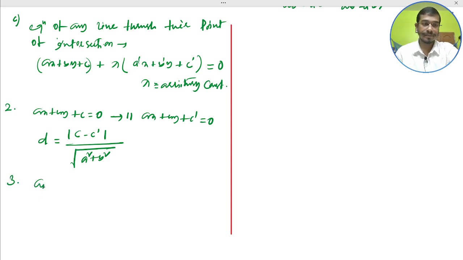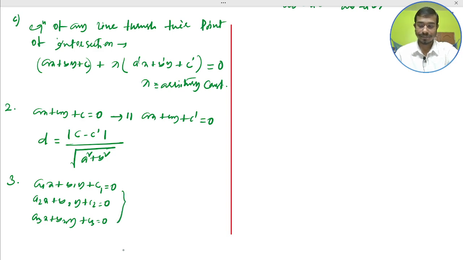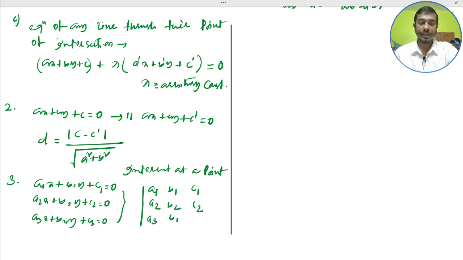Next, three lines a1x plus b1y plus c1 equal to 0, a2x plus b2y plus c2 equal to 0, and a3x plus b3y plus c3 equal to 0 intersect at a point if and only if the determinant of the coefficients of x, y and the constants, a1, b1, c1, a2, b2, c2, a3, b3 and c3, is equal to 0. This is the condition.